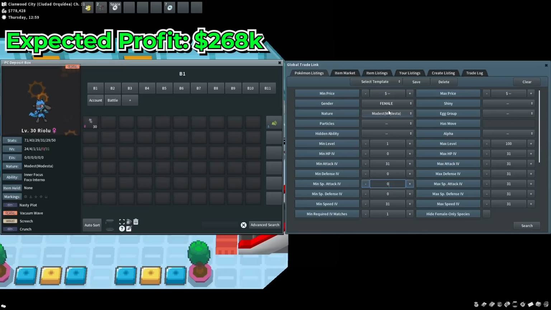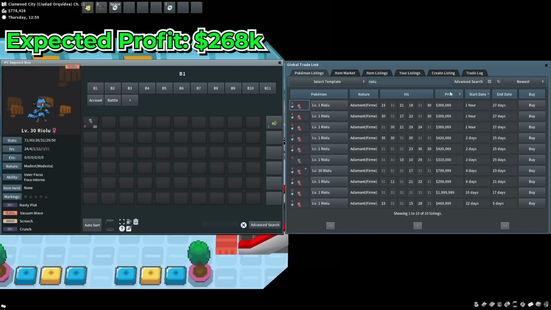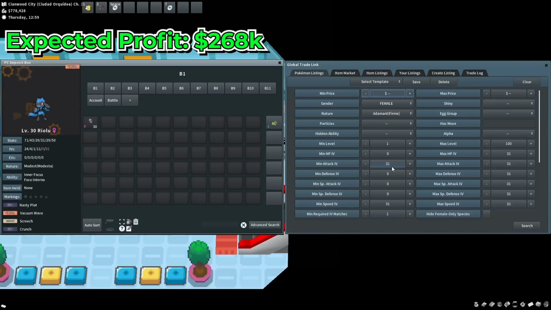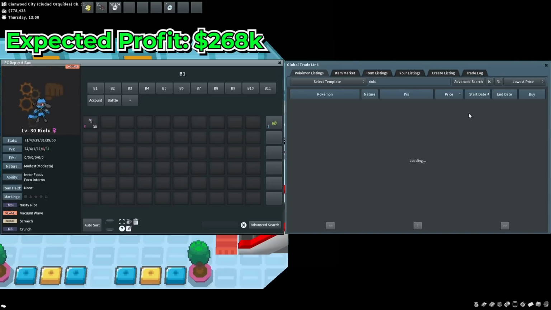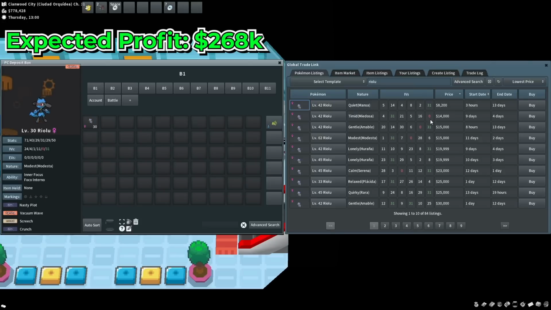Let me see it like this with Adamant. If we have a base price, oops, no. So let me do it without the nature. So it goes for 8. We'll be putting ours at 14.